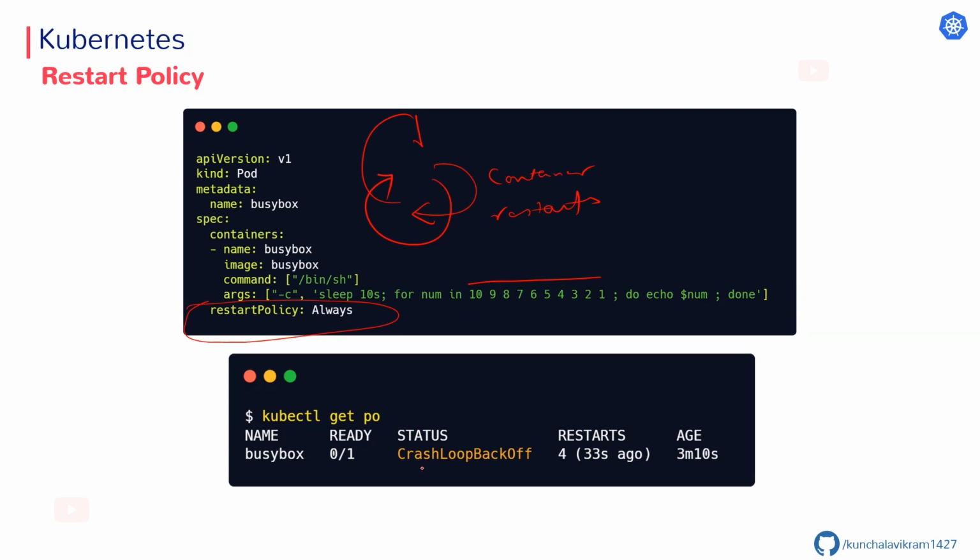After some time, you'll see that the status of the container is marked as CrashLoopBackOff. But you said restart is only for non-zero exit codes. This is a zero exit code, right, when it is successfully counting 10 to 1? Yeah, but the restart policy is always. I didn't say the restart policy is on-failure. Only on-failure is applicable for non-zero exit codes, and always applies to both zero and non-zero exit codes. Yes. Okay, got it.